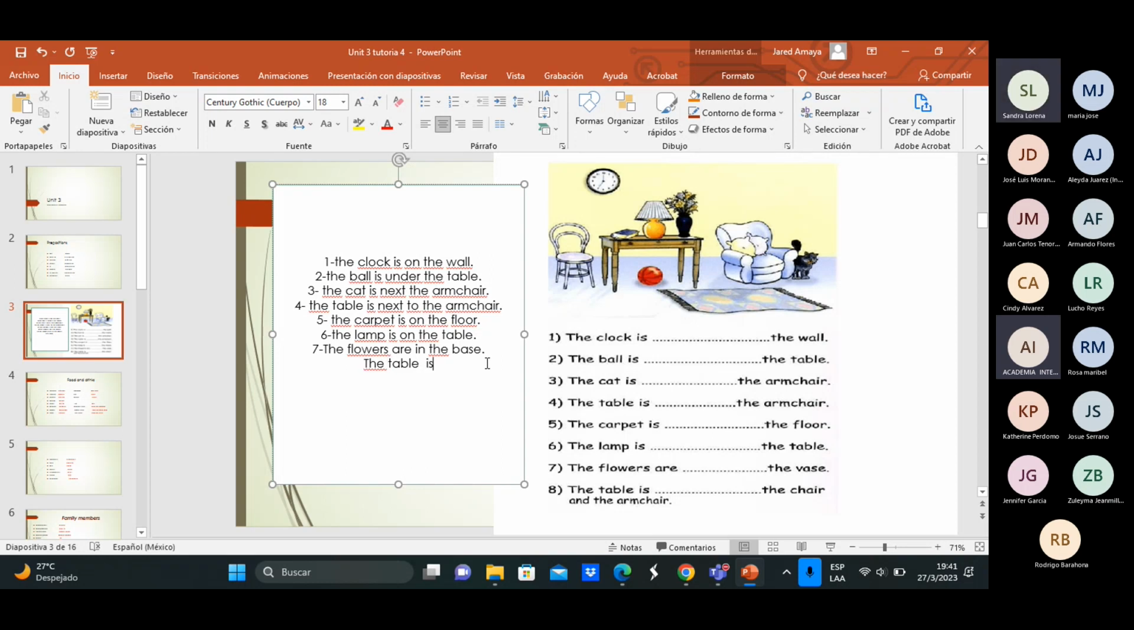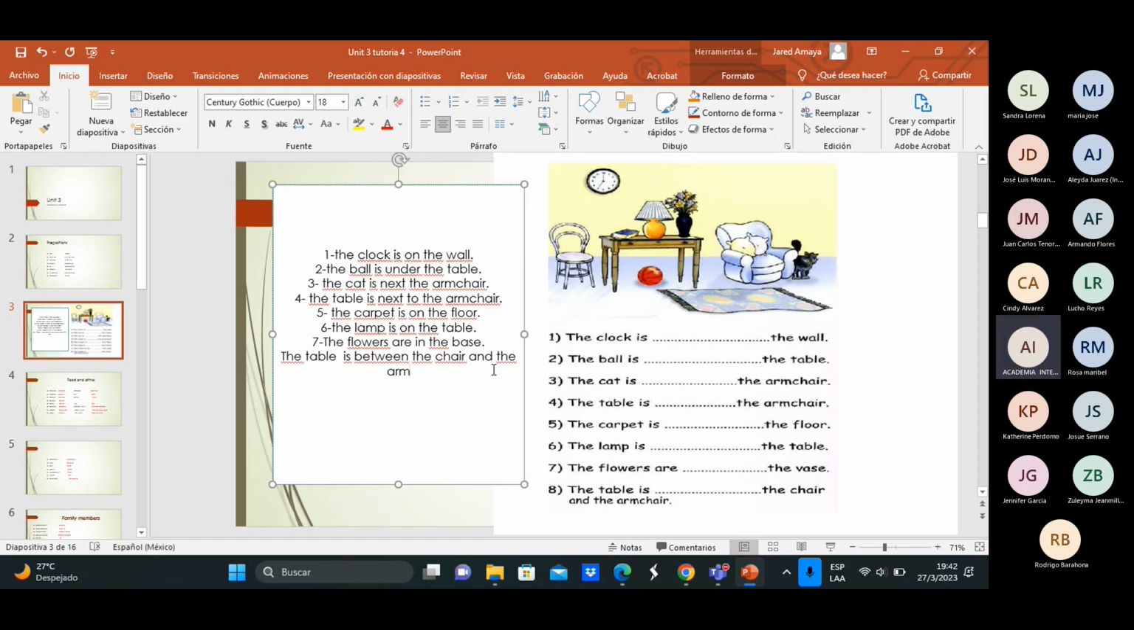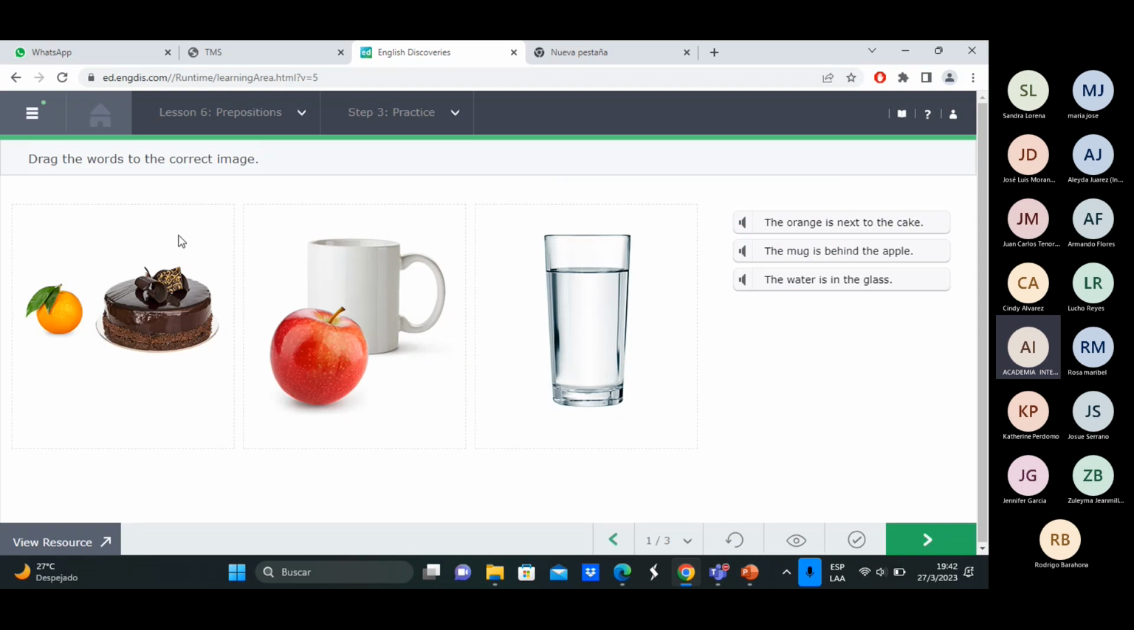The table. Yes. Between? Yeah, it can be. Between what? Between the chair and the armchair, right? Okay. Between the chair and the armchair. Yep. Between, because está en medio de ambas cosas. It's between two objects, between the chair and the armchair, right? So that's why we need to use between. Yeah, makes sense.